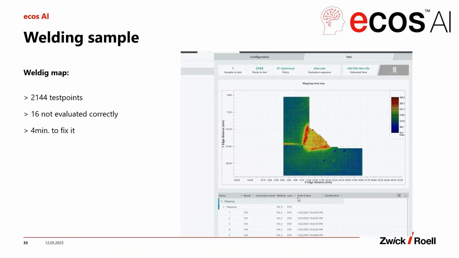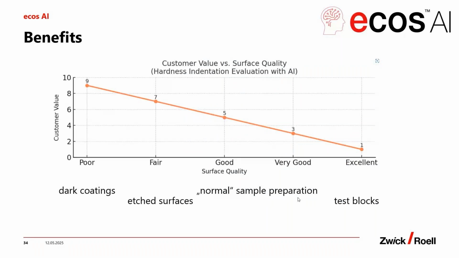The mapping itself ran for, I think, nearly 2 days, and it was just 4 minutes of work to get it perfectly done. This is a very good result if you keep in mind this is not a perfect surface, this is an etched sample. The benefits you get from ACOS AI are far greater if you have poor surfaces like dark coatings, corroded surfaces, etched surfaces. If your sample preparation is not perfect, it will be safer if you use ACOS AI.